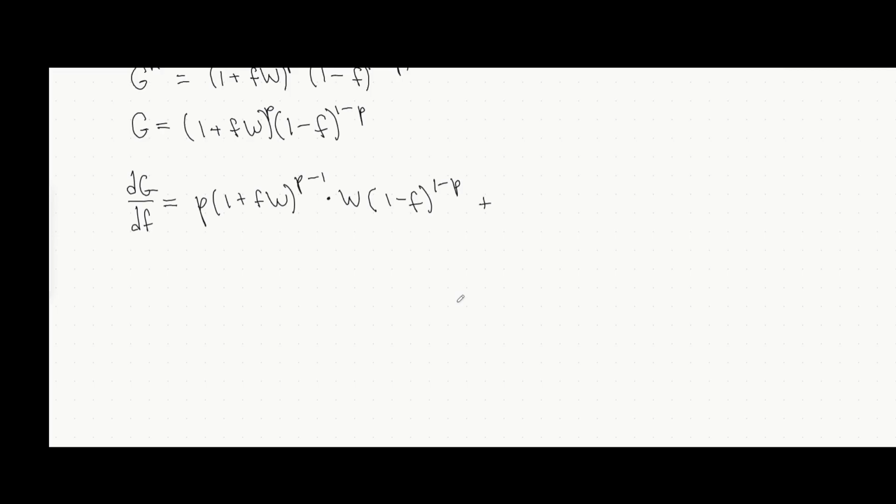And then for the next term, we leave the first term alone. And then we have the derivative of the second expression, which is 1 minus P times (1 minus F) to the 1 minus P minus 1. And again, by the chain rule, we have a factor of -1. And so in order to optimize this, this should by definition equal 0.